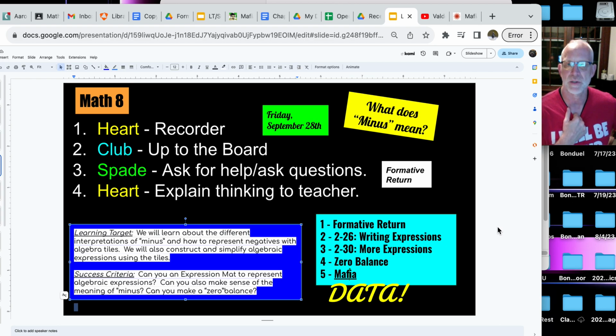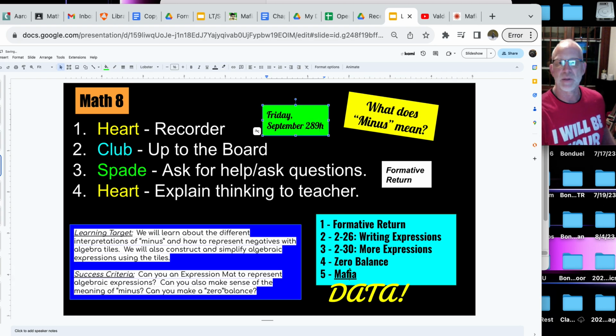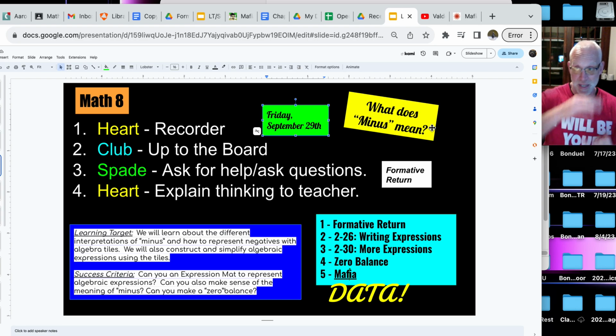So, this is what we are doing today. For Friday, September 29th, we are going back in and looking at what does minus mean. When we said what does minus mean, we were talking about three things. We said minus means negative, and then on the expression chart, it means opposite, and then subtract. So when we refer to minus, we're going to be working within those three definitions: negative, opposite, and subtract.